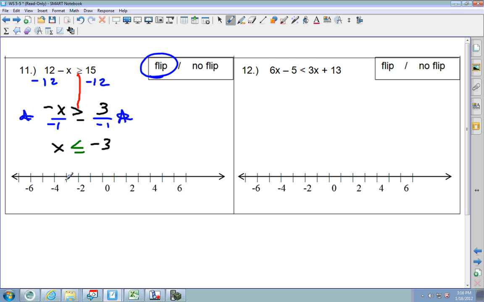So I'm going to go to negative 3. I'm going to put a closed circle because there's an equal to bar. And I'm going to shade to the left.